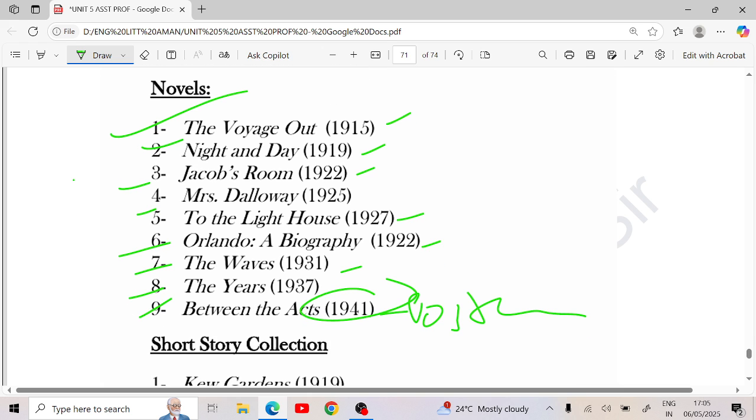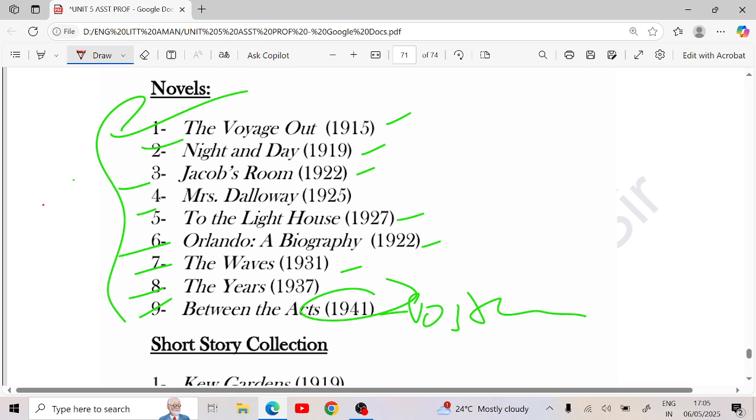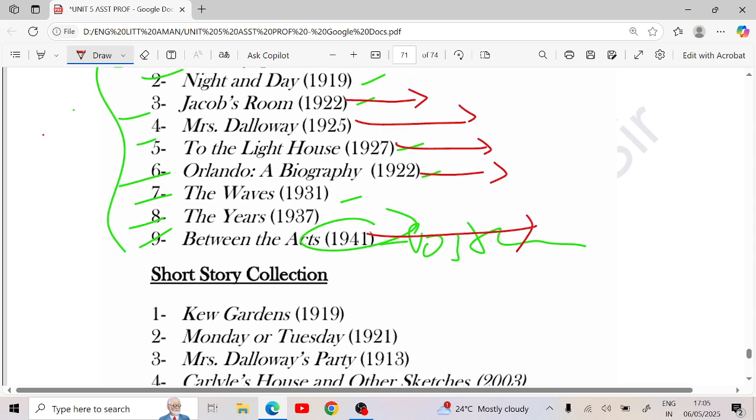So here are all the novels. You just have to remember nine, and if you are asking which of these nine are more likely to be asked in the exam, I am marking them here. Number 1, this one is very important, this one is important, this one is important. So these are the most important novels that you have to remember.